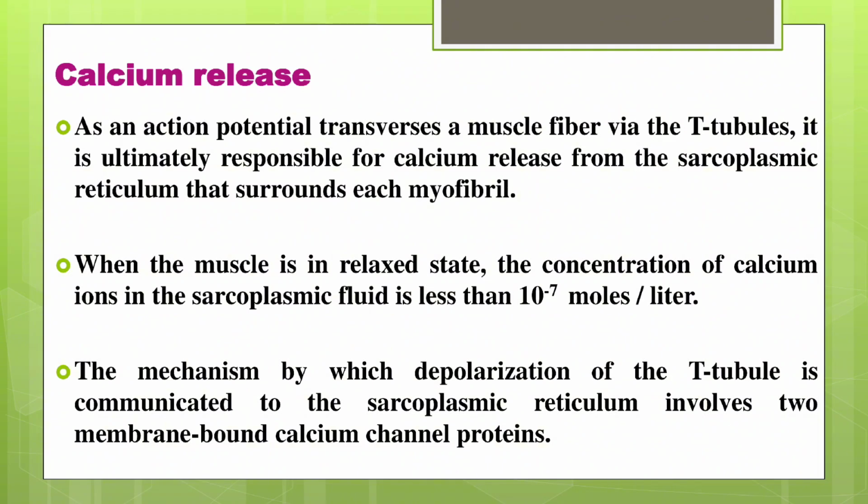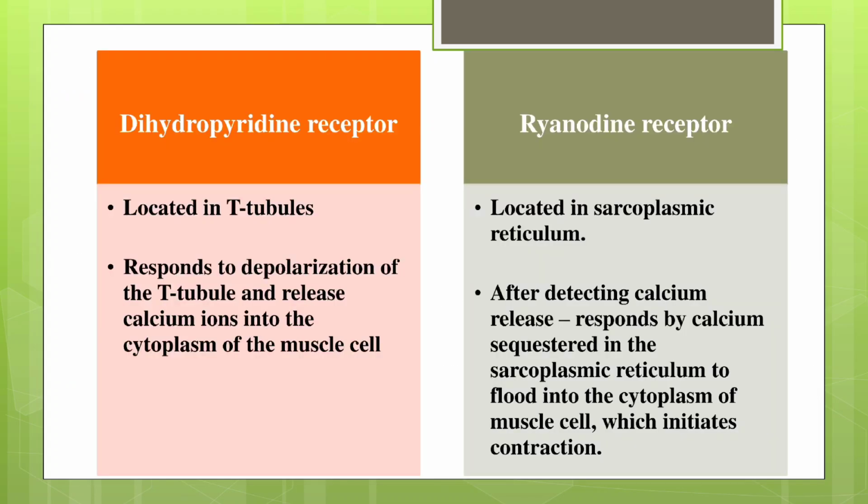The mechanism by which depolarization of the T-tubule is communicated to the sarcoplasmic reticulum involves two membrane-bound calcium channel proteins. Dihydropyridine receptor, located in T-tubules. Ryanodine receptor, located in the sarcoplasmic reticulum, responds to depolarization of the T-tubule and releases calcium ions into the cytoplasm of the muscle cell. After detecting calcium release, it responds by letting calcium sequestered in the sarcoplasmic reticulum flood into the cytoplasm of the muscle cell, which initiates contraction.